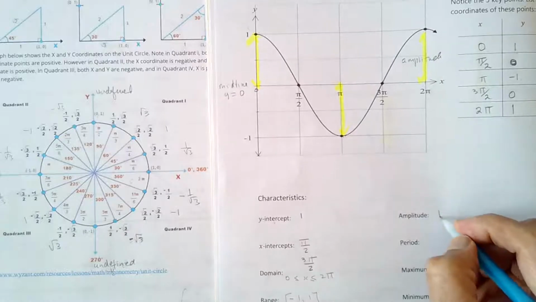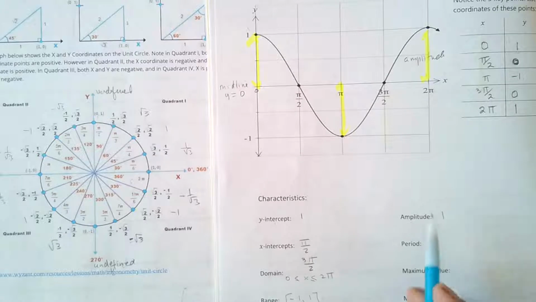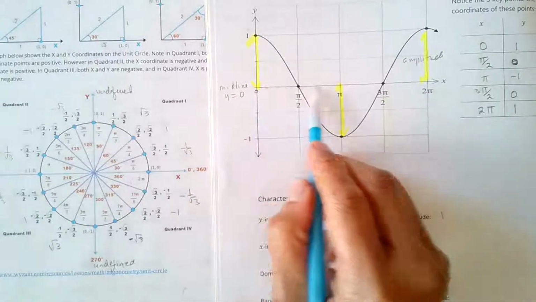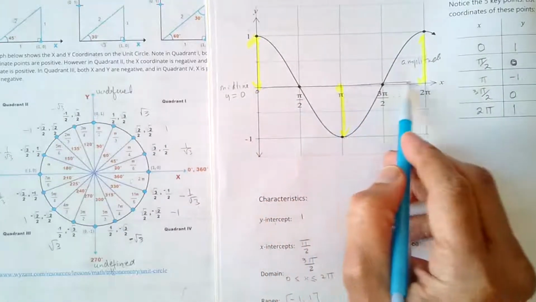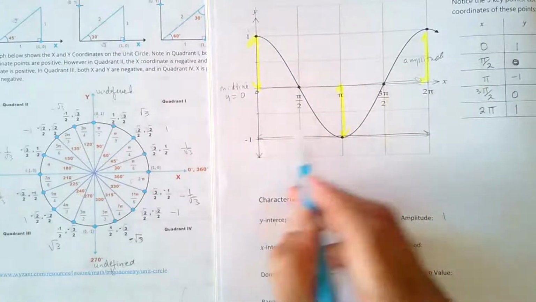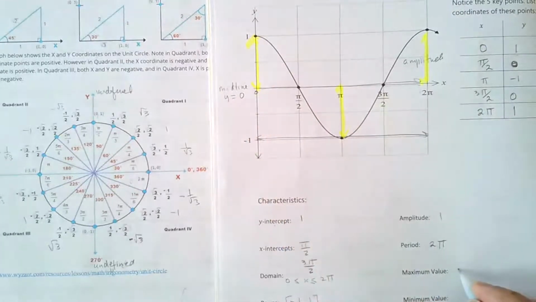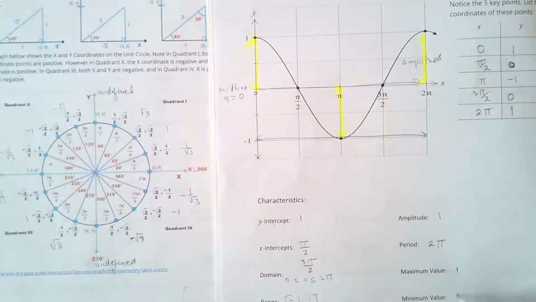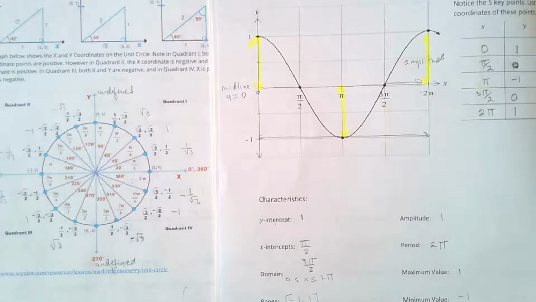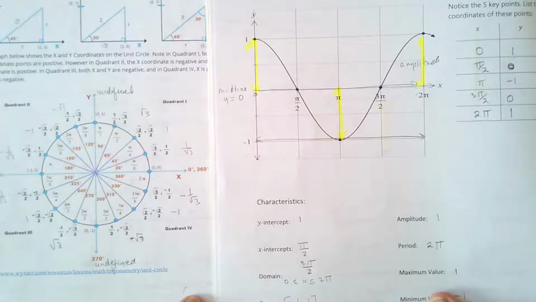The amplitude is 1. The period is the horizontal distance here. So the period is from here to there, which is 2 pi. Maximum value is 1. Minimum value is -1. So that's your general y equals sine x, y equals cos x graph, and we did the previous one, the y equals sine x graph.